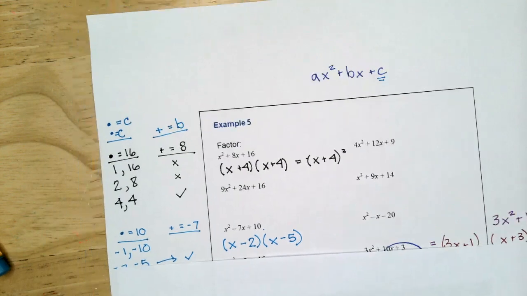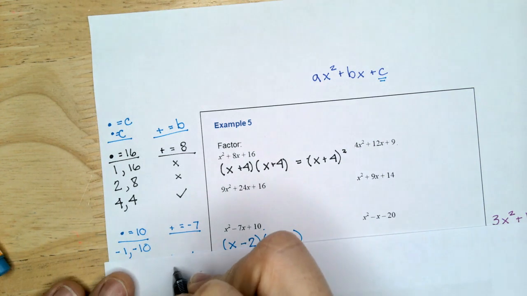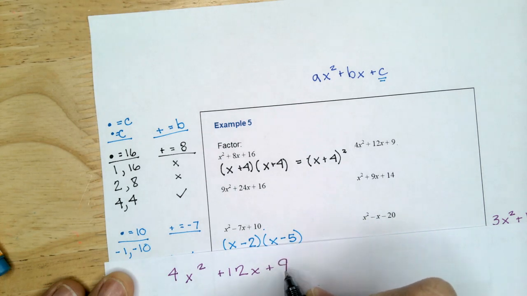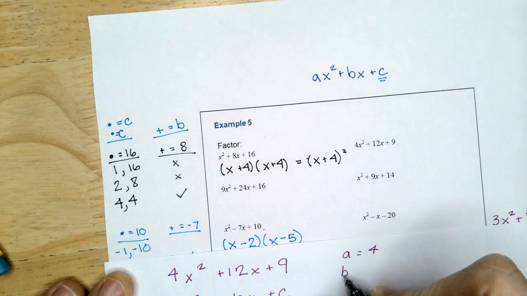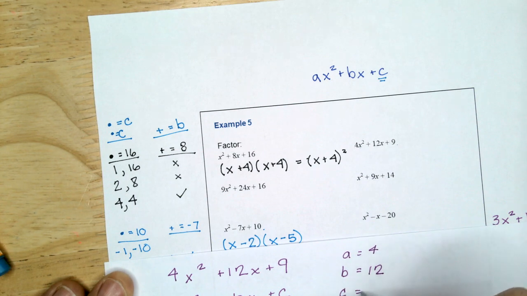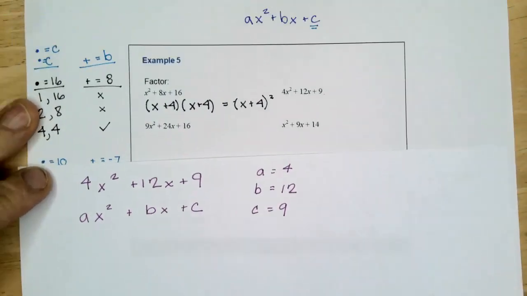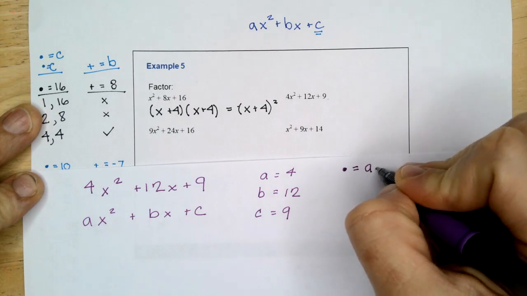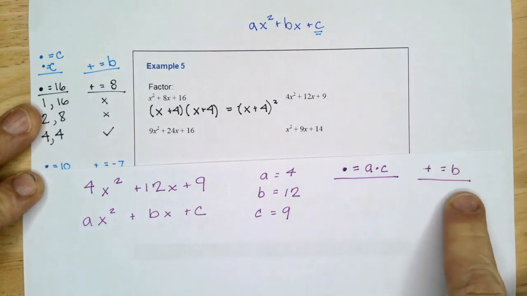So remember, the rule is that when you have ax squared plus bx plus c, what is the same as ax squared plus bx plus c. So here a is 4, b is 12, and c is 9. What we're doing is we are finding a pair of numbers that multiply to equal a times c. That same pair of numbers should add to equal the b number, okay?